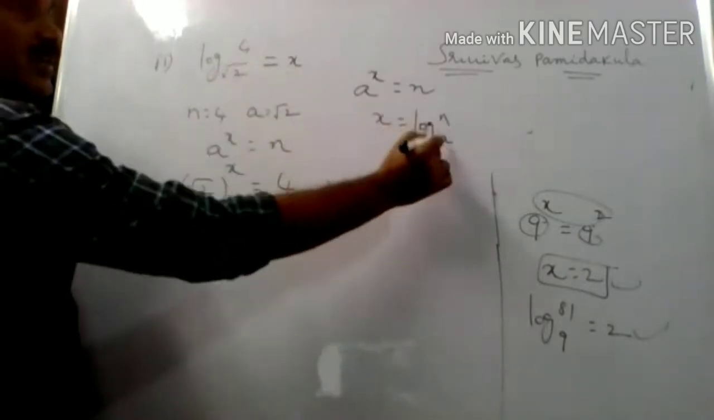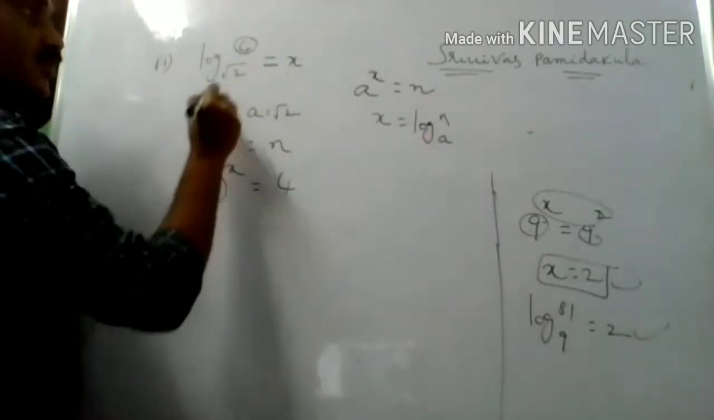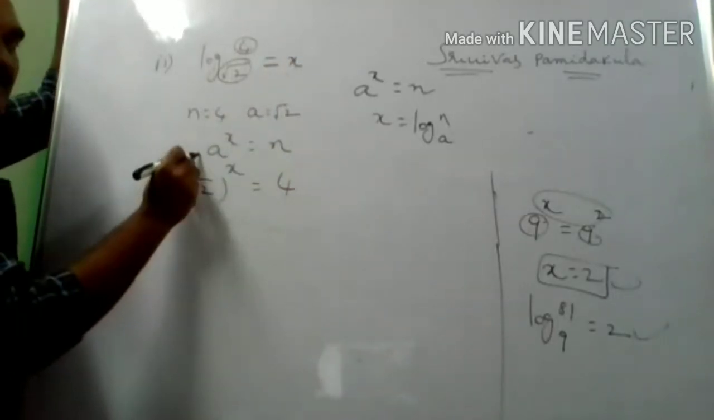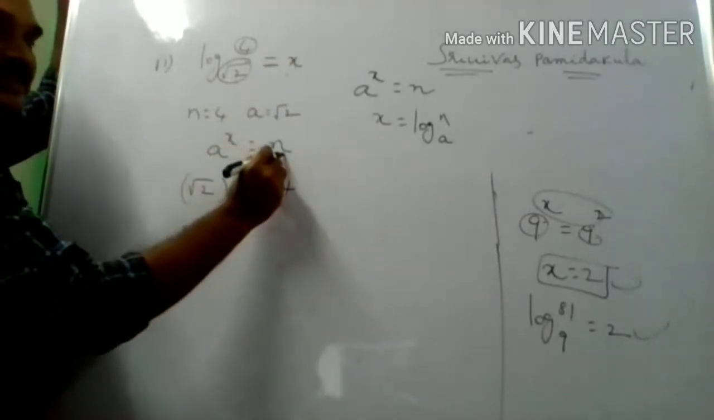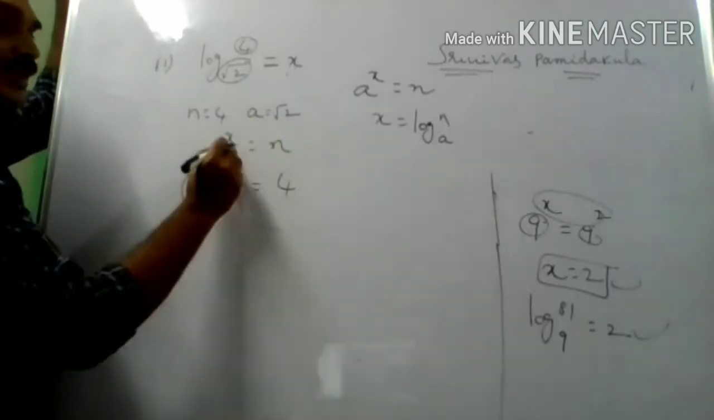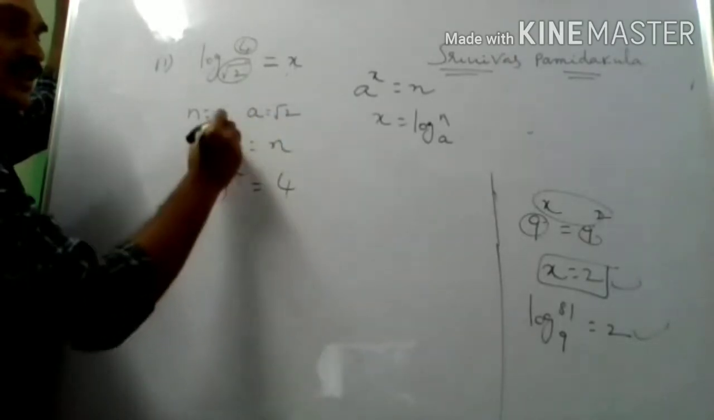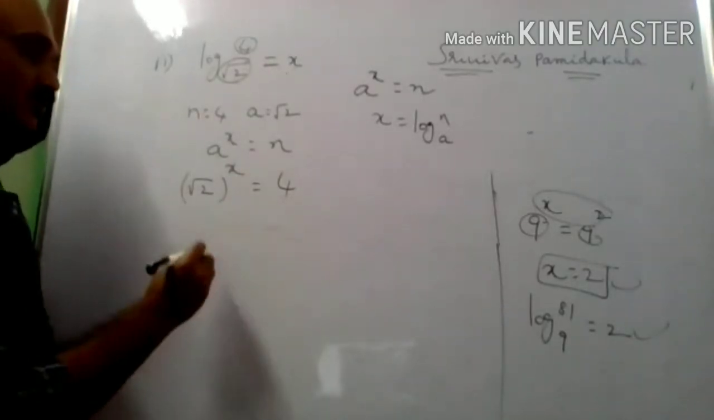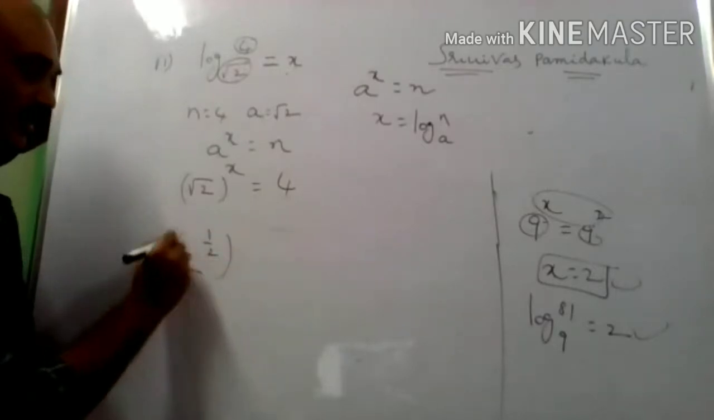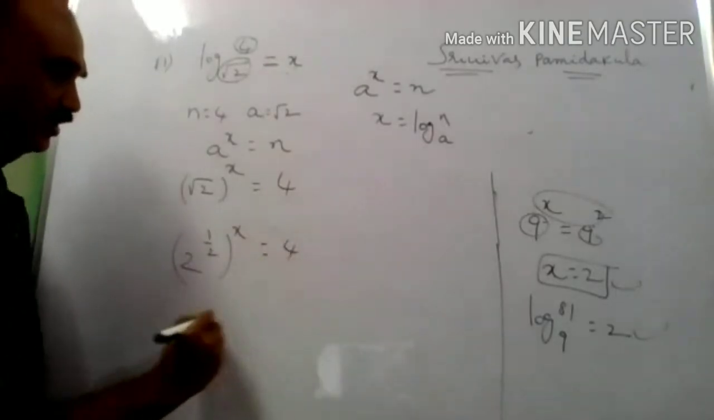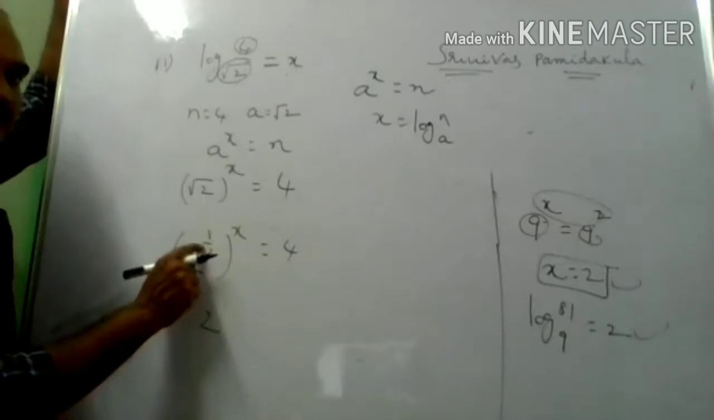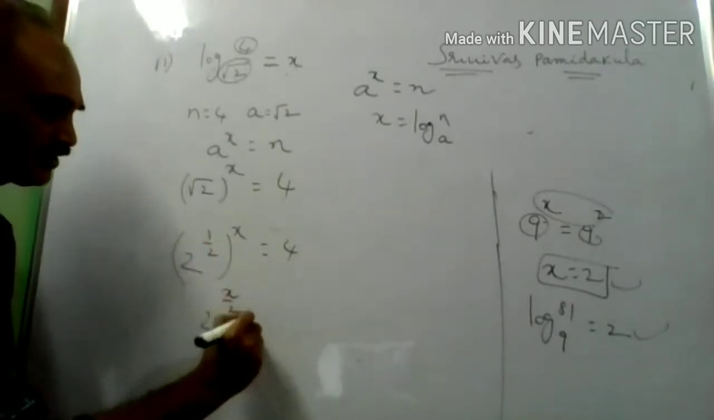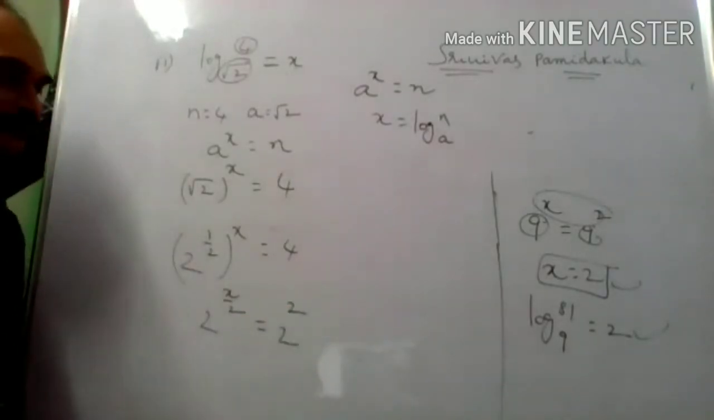Log n to the base a: n is equal to 4, and this is a. Here x is x. This is the exponential form, a power x is equal to n. Root 2 power x is equal to 4. What is root 2? Root 2 is equal to 2 power 1 by 2, so 2 power 1 by 2 whole power x is equal to 4. Students, the formula is a power m whole power n is equal to a power mn. So 2 power x by 2 is equal to 4, and 4 is equal to 2 square.